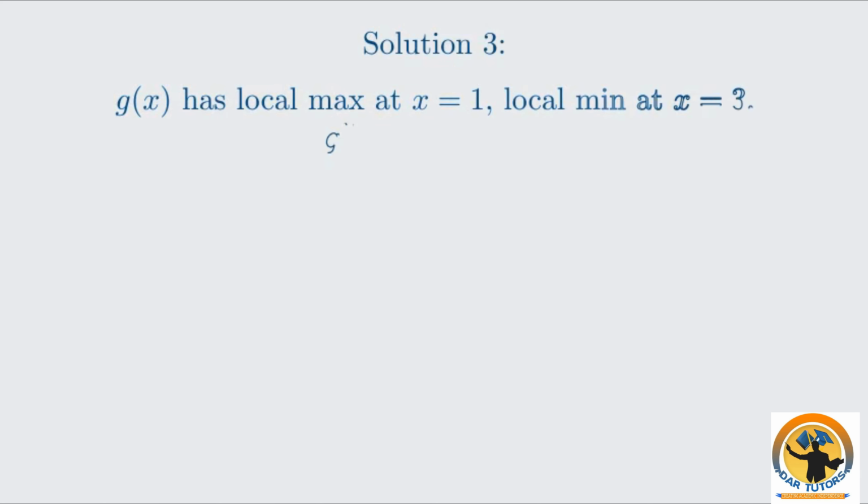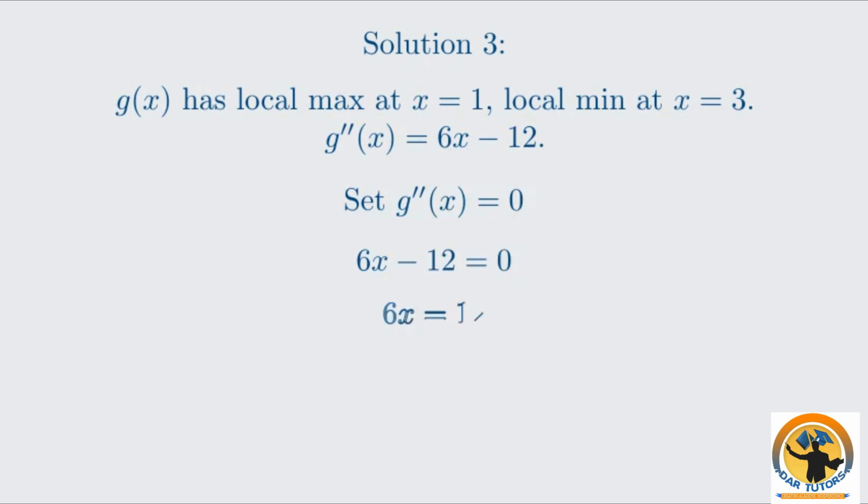We are also given its second derivative, g double prime of x equals 6x minus 12. We need to find the x-coordinate of the point of inflection. This occurs where g double prime of x equals 0. Setting the second derivative to 0 gives 6x minus 12 equals 0. Solving for x, we get x equals 2.